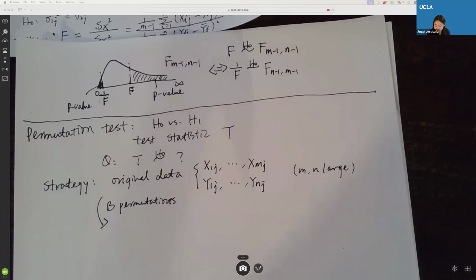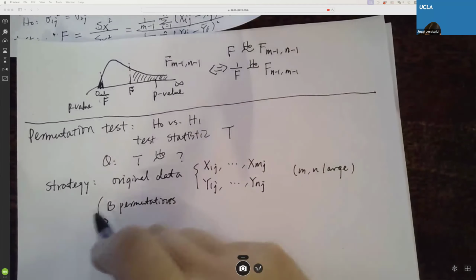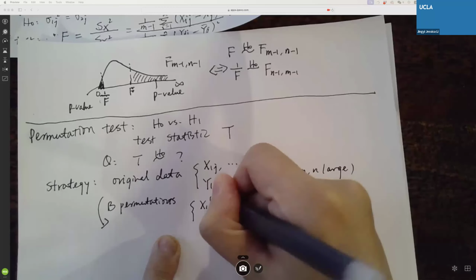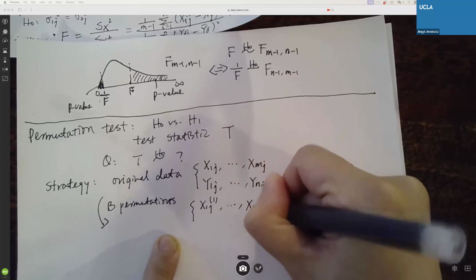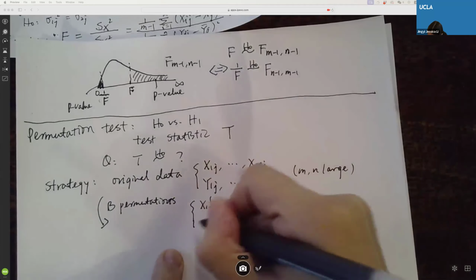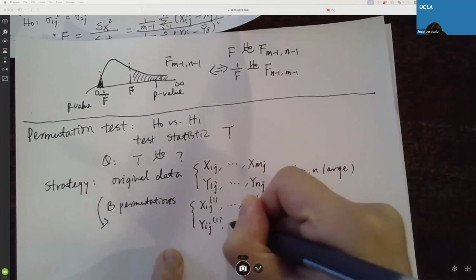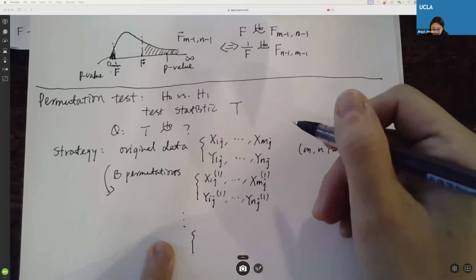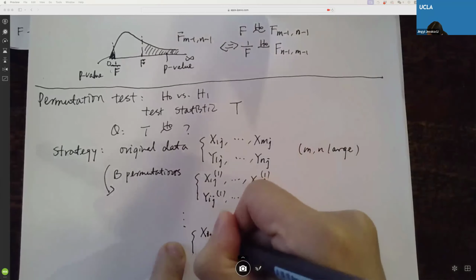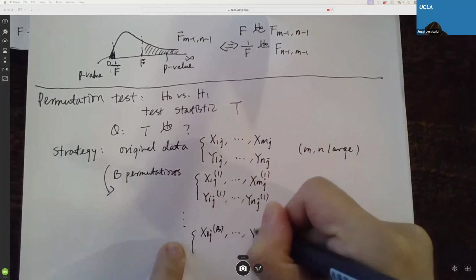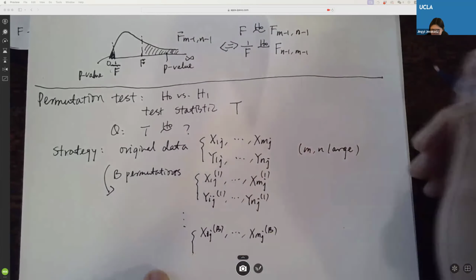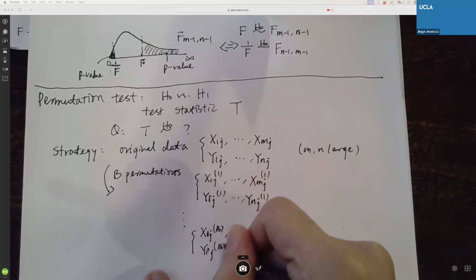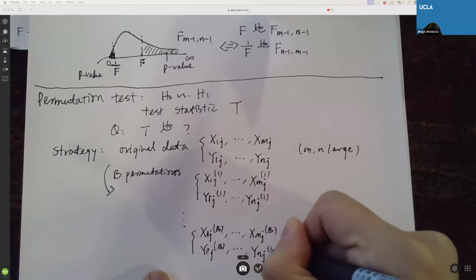So suppose that I can have B such data sets, okay? And I can call them as X1^(1), ..., Xm^(1) as the data from my first permutation, Y1^(1) to Yn^(1), okay? And so on to my B-th permutation, X1^(B), ..., Xm^(B), and Y1^(B) to Yn^(B).